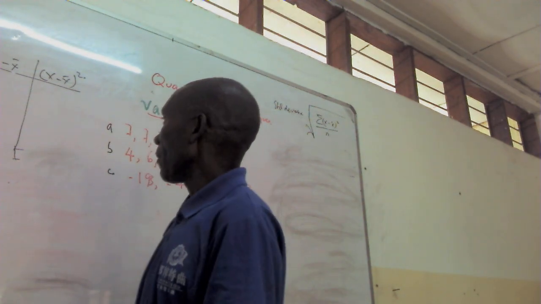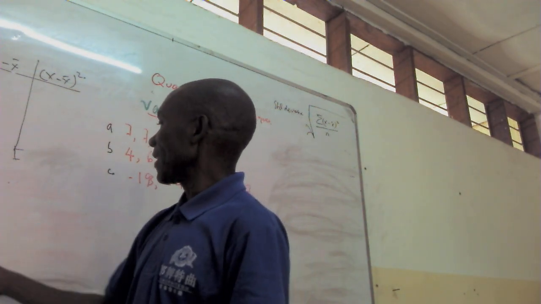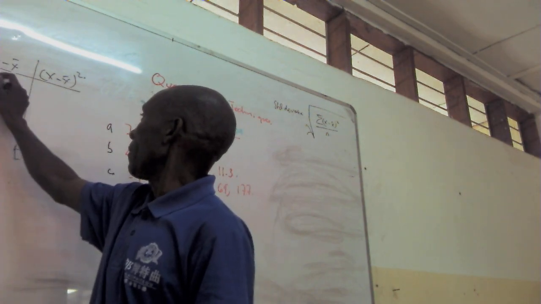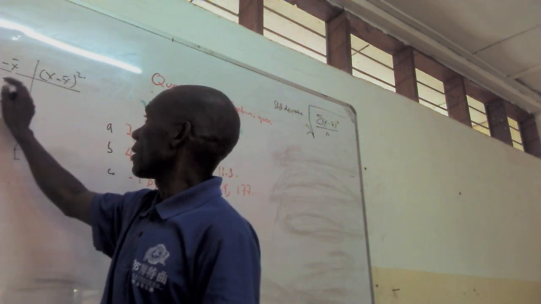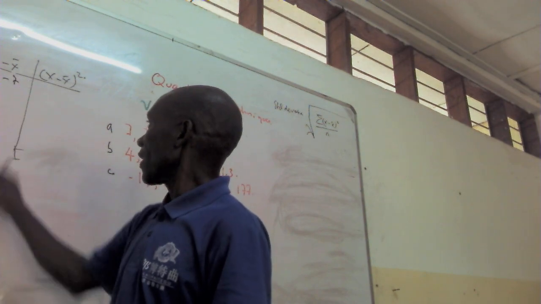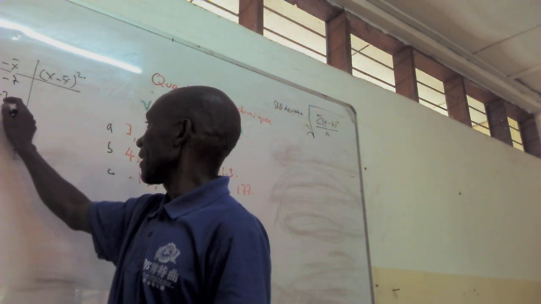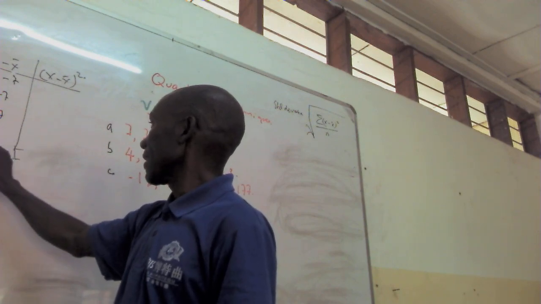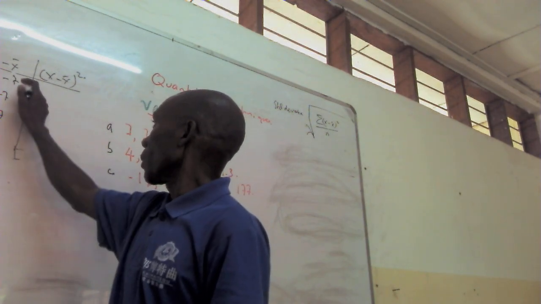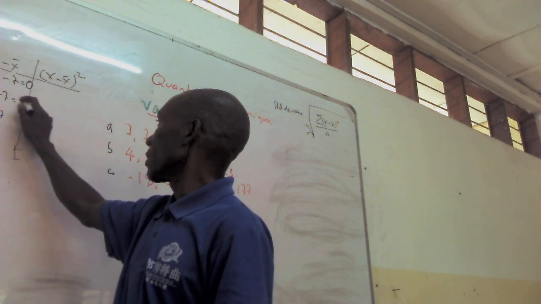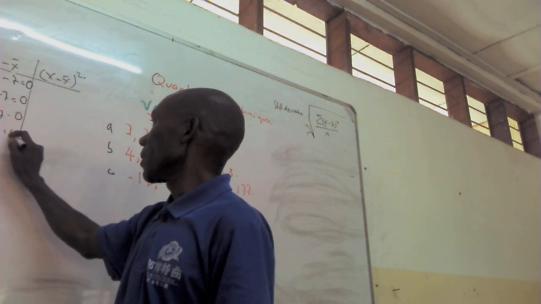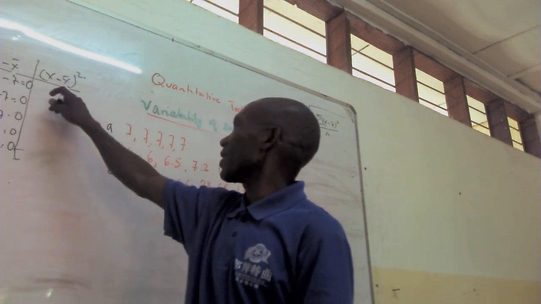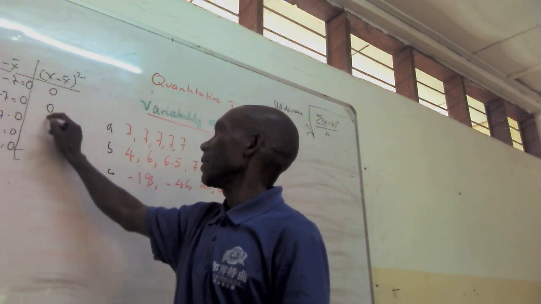Now, this is your mean. So for the first one, x is 7. 7 minus the mean is what? 0. For the second one, 7 minus 7, again 0, and so on. What you are getting there is 0. That's what I'm saying. It's not making sense at all. You square the zeros, again what? 0.